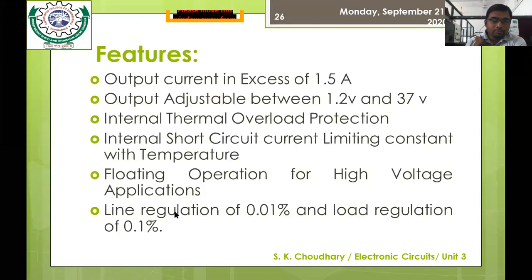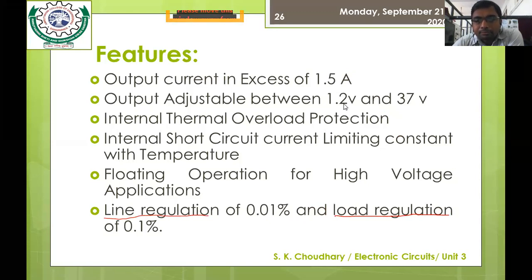So there are terms coming here, line regulation and load regulation, that we learned in the last lecture. Can anyone tell me the definition of, or what do you mean by, line regulation? We learned this in the first lecture of the voltage regulators. So what do you mean by line regulation?